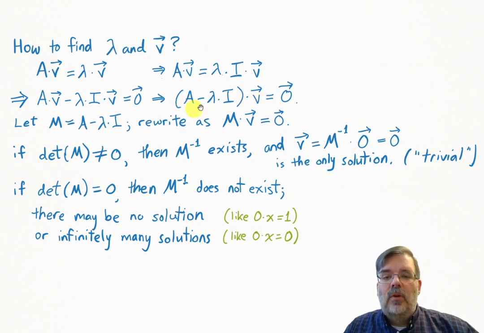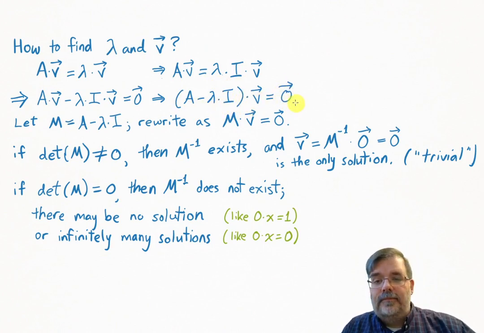And so now we have this computation, matrix A minus lambda times the identity matrix I. The result here will be a matrix. That matrix times the vector v equals the 0 vector. This matrix that we're multiplying by vector v, we'll call matrix M. So let M equal A minus lambda times I. We can rewrite this equation more succinctly as M times v equals 0. Now, what do we know about M?